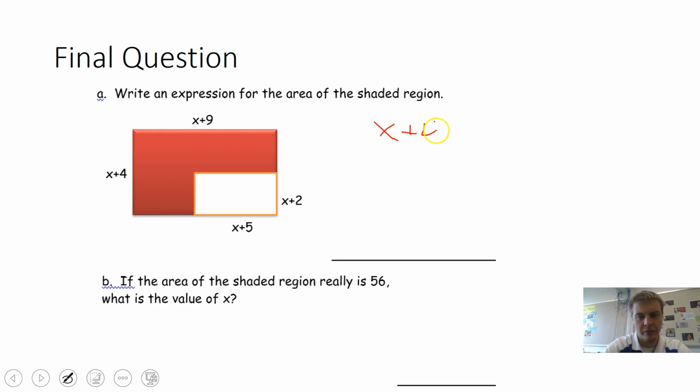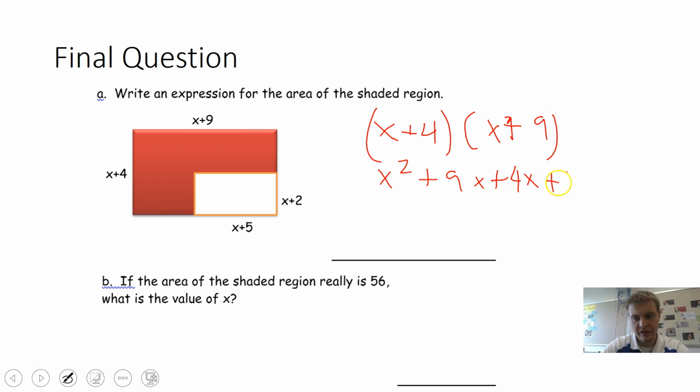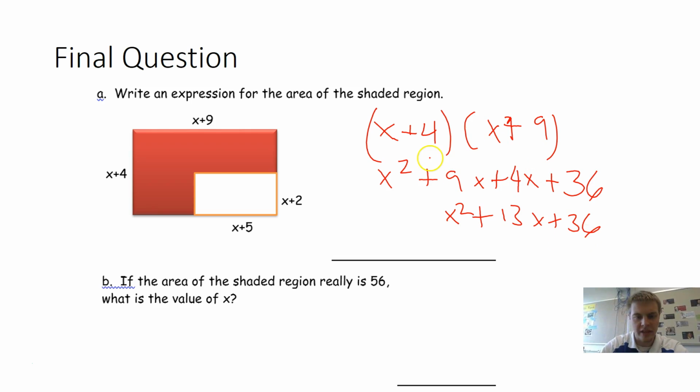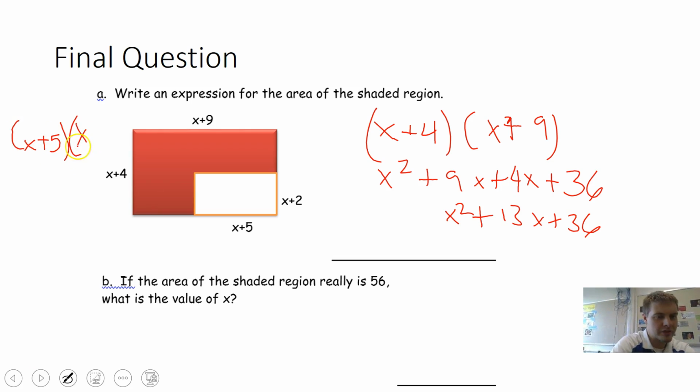To find the area of the outside, we're going to multiply length times width, and we're going to end up getting x squared plus 9x plus 4x plus 36, which is going to give us x squared plus 13x plus 36. That's the area of the outside. Now we're going to do this over here and find the area of the inside, which will be x plus 5 times x plus 2. And again, we're going to get x squared plus 2x plus 5x plus 10. That combined is going to give me x squared plus 7x plus 10.